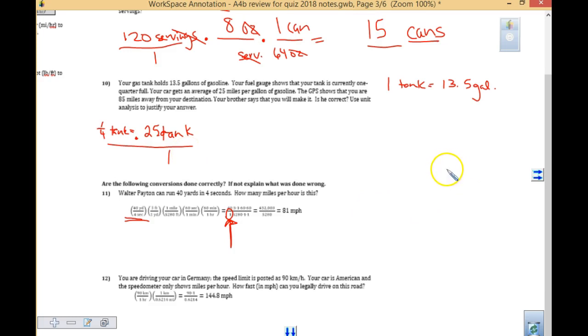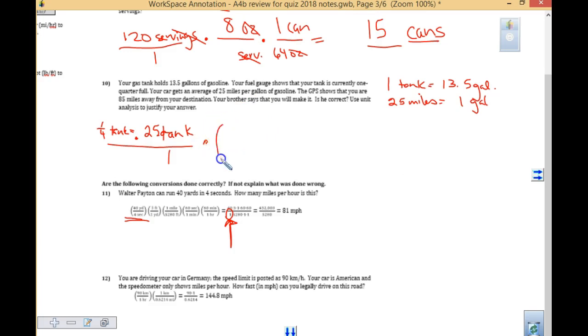It says your car averages 25 miles per gallon of gasoline. So that's another one of my conversions that I want to use: my car can go 25 miles on 1 gallon of gas. Okay, that's pretty good gas mileage, right? And the GPS shows that you are 85 miles away from your destination, and your brother says you're going to make it. Is he correct? And we want to use our units to justify. So we started with, we only have 1/4 of a tank left. Now, most modern cars show you this many gallons or this many miles until you are out of gas. That would be nice, but we're going to say this is an older car, so you don't have that information.